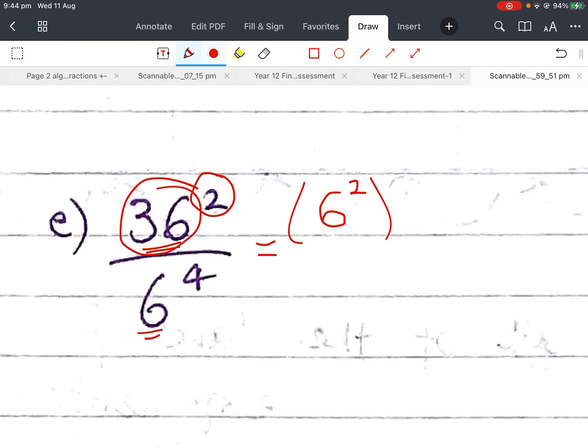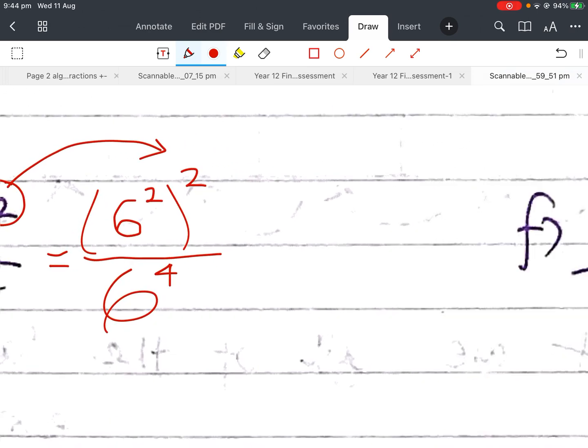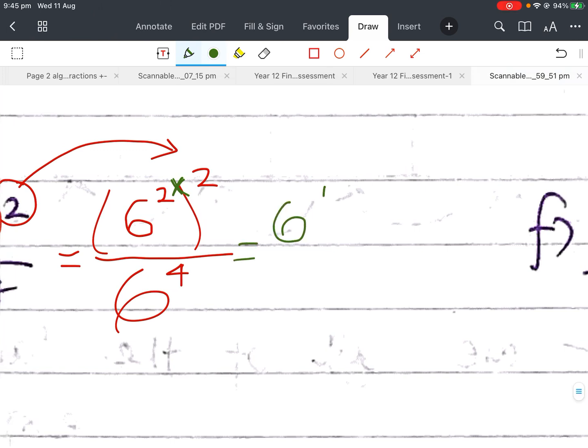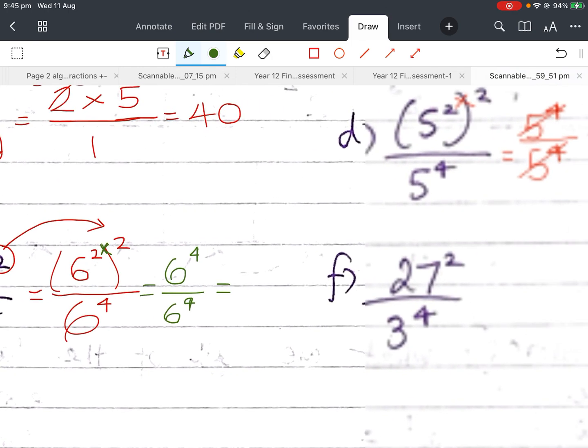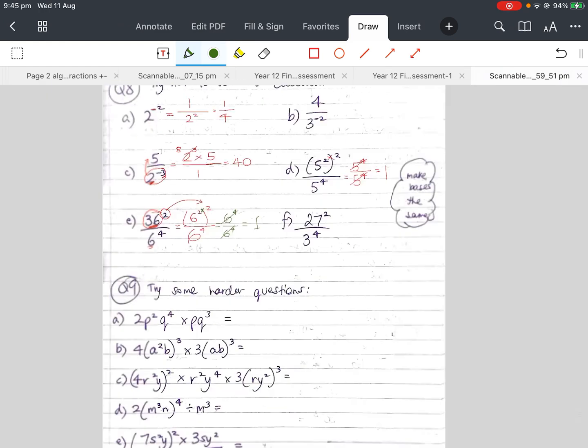Now, I haven't done anything with this yet. I've only just changed the 36. So that goes on the outside. Okay? And then over here, I write what's on the bottom. Sorry, should have made that a bit smaller. Okay, now let's apply our rule. Here, I'll do it in a different colour. When we have brackets, it's raising a power to a power, so we multiply the indices. That gives me 2 times 2 is 4, and this one stays as 6 to the power of 4. And the same as what we did a minute ago over there, if they're the same thing, they cancel each other out, and they equal 1. See if you can do F on your own.